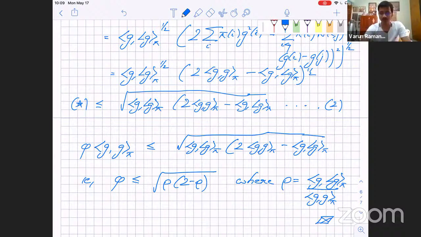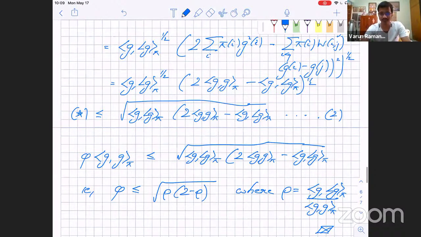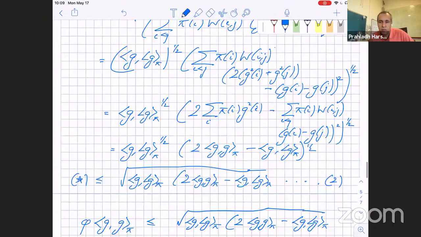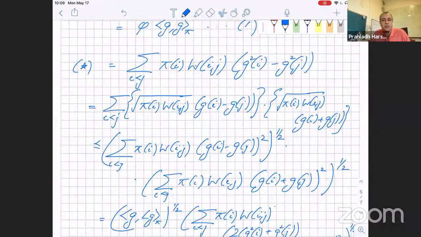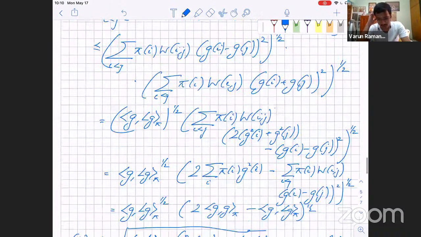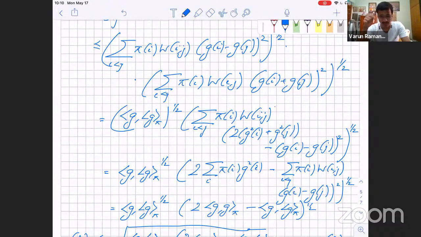Okay. Can you go to the point where we did the Cauchy-Schwarz? I'm just using summation AB is less than or equal to the square root of summation A squared times summation B squared. And then in the line where you had this 2gi squared plus gj squared, how did we get to the next line with just summation over i of pi g squared?